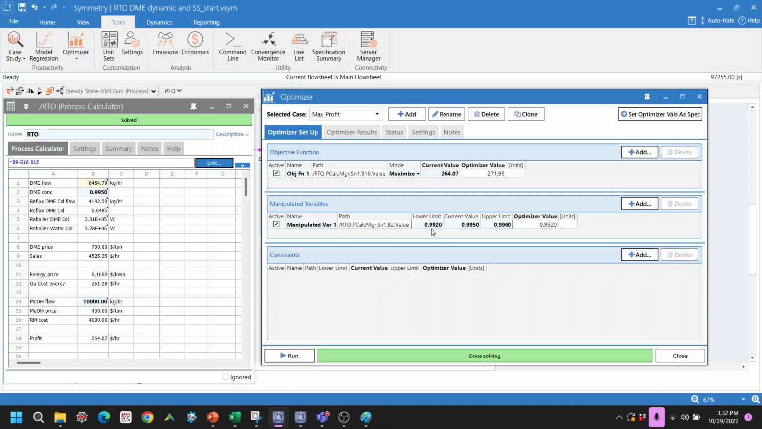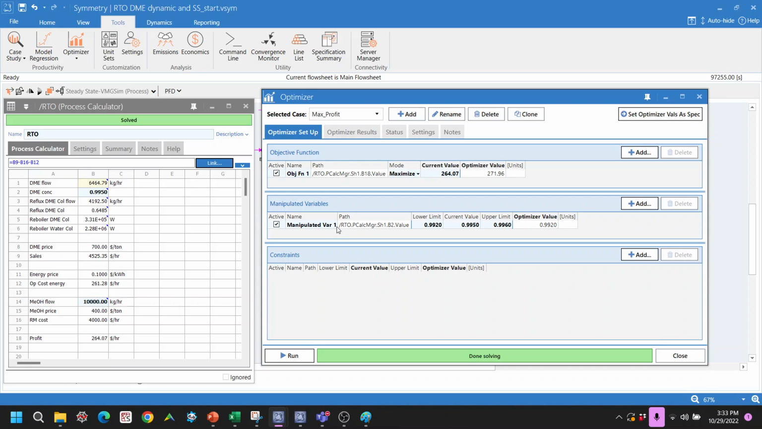And obviously we cannot go down indefinitely. We have a limit, right? In this case, I just put a dummy value: 99.2 is my lower limit for the DME concentration, and 99.6 is the upper limit for my DME concentration. And obviously we know that these are strongly correlated with the reboiler duty.